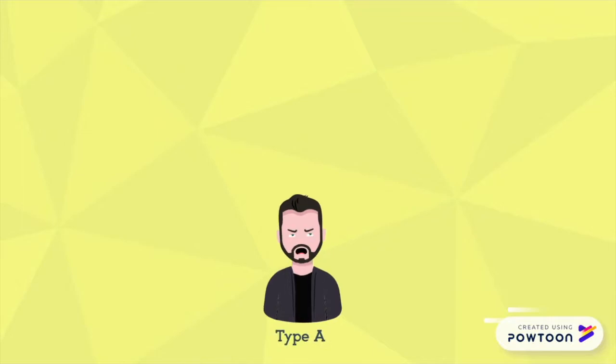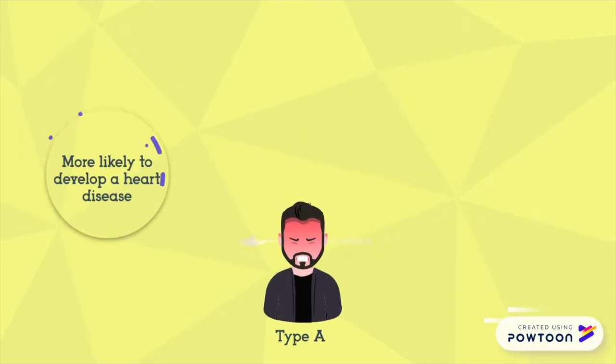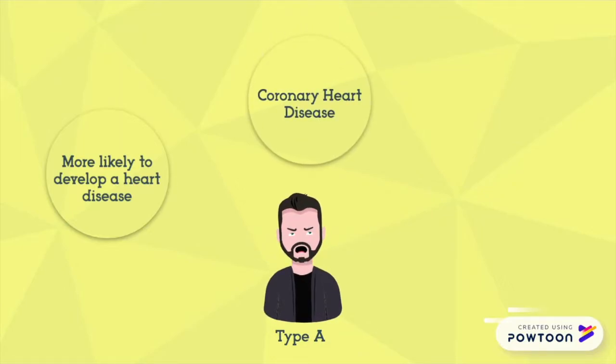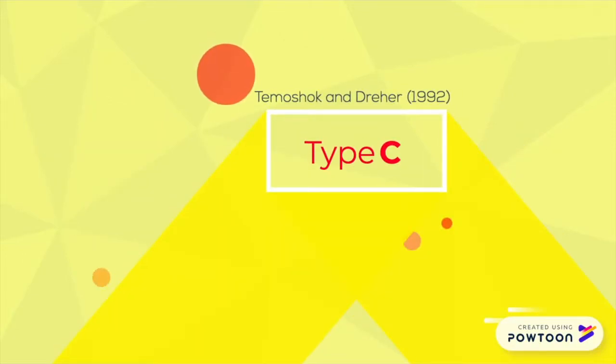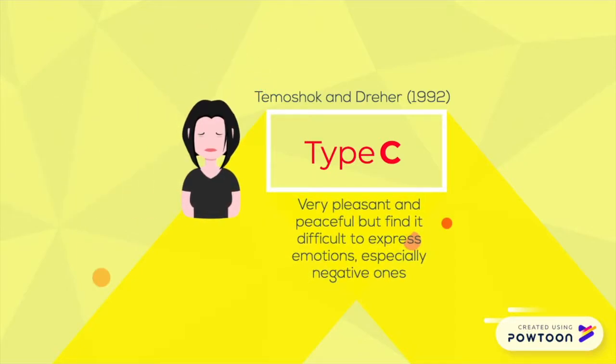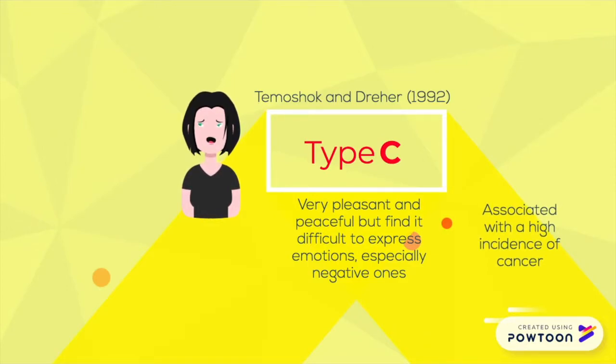Studies and research have found that Type A people are more likely to develop heart disease than Type B people. Researchers have found a link between having a Type A personality and having the presence of coronary heart disease. Hostility is a major factor of the Type A personality. In 1992, the Type C personality was added. Type C people are very pleasant and peaceful but find it difficult to express emotions, especially negative ones, so they tend to internalize anger. It has been associated with a high incidence of cancer.